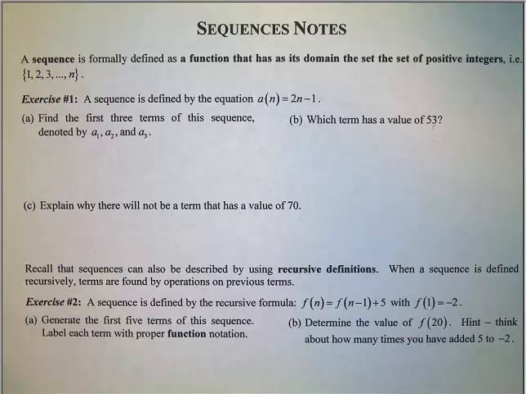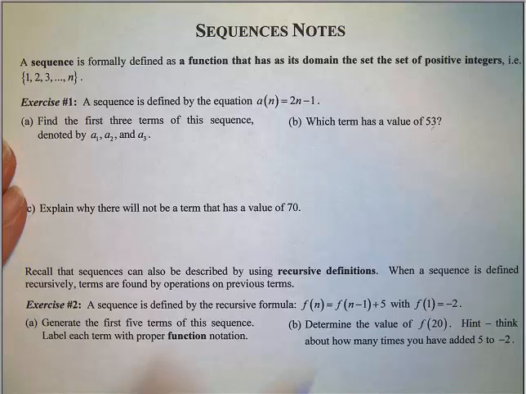A sequence is formally defined as a function that has as its domain the set of positive integers, for example, 1, 2, 3, up to some number. Exercise 1. A sequence is defined by the equation a of n equals 2n minus 1. Find the first three terms of this sequence denoted by a sub 1, a sub 2, and a sub 3.